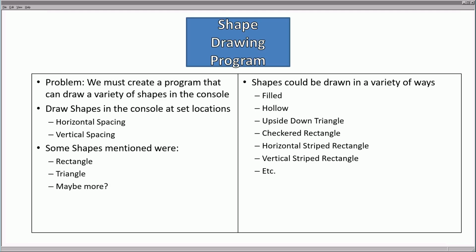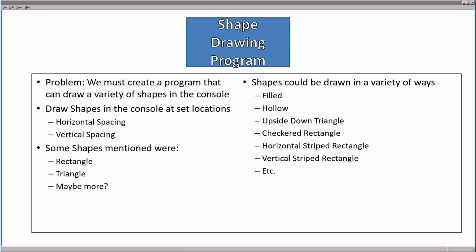Here's our problem. We need to create a shape drawing program. This program needs to be able to draw a variety of shapes in the console. As we are gathering the requirements for this program, it was also mentioned that each one of the shapes needs some sort of horizontal and vertical spacing. In other words, if we wanted to draw a shape a few spaces over or a few spaces down, this should be built into this program.